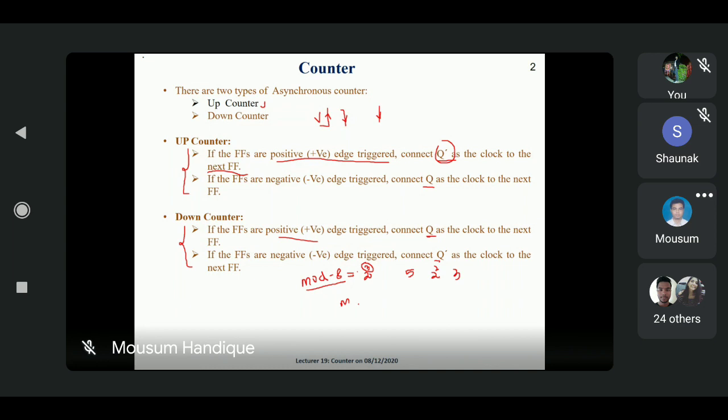Now we are directly going to some particular example.